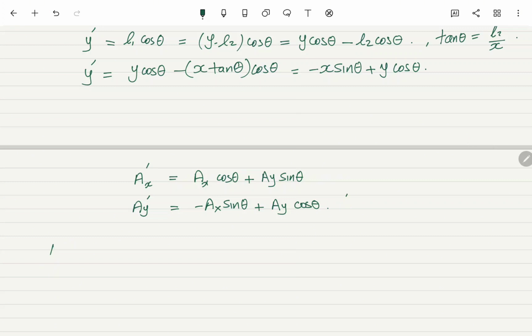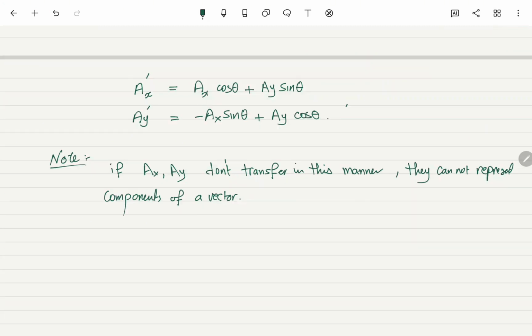Note, this is the transformation rule. Let's remember it.